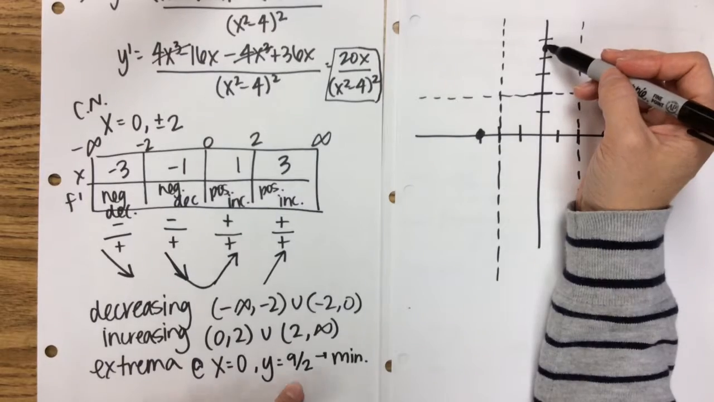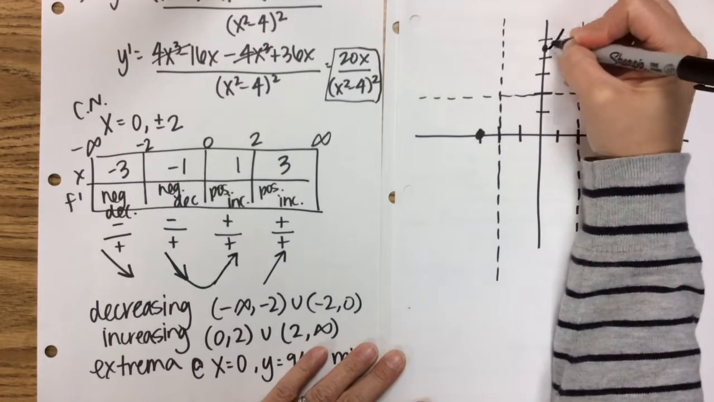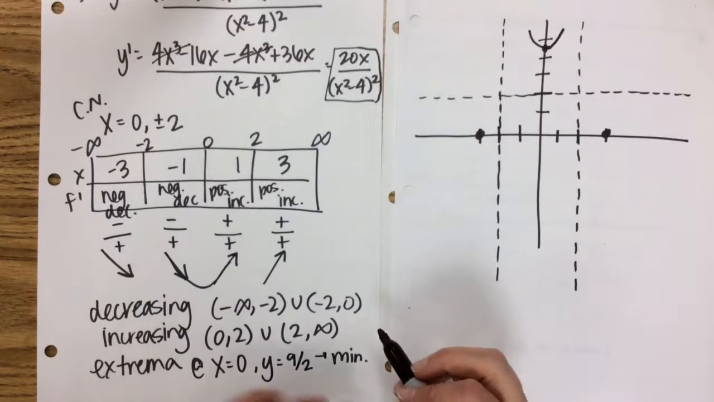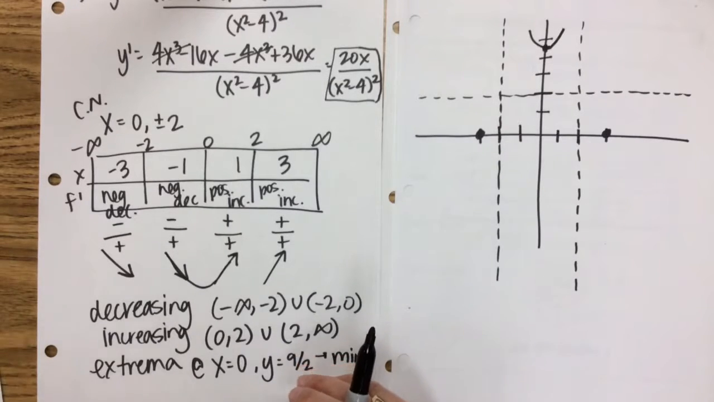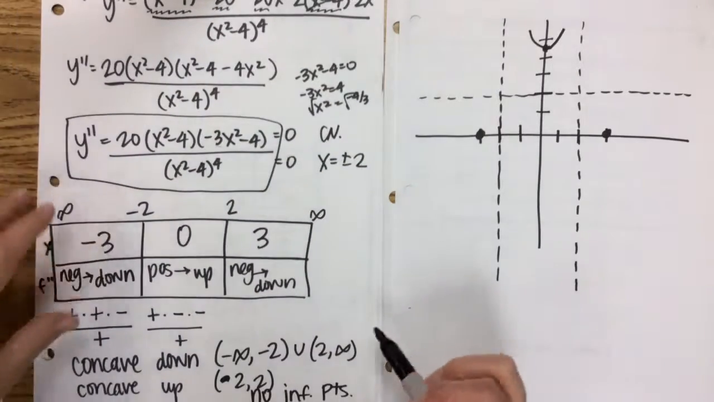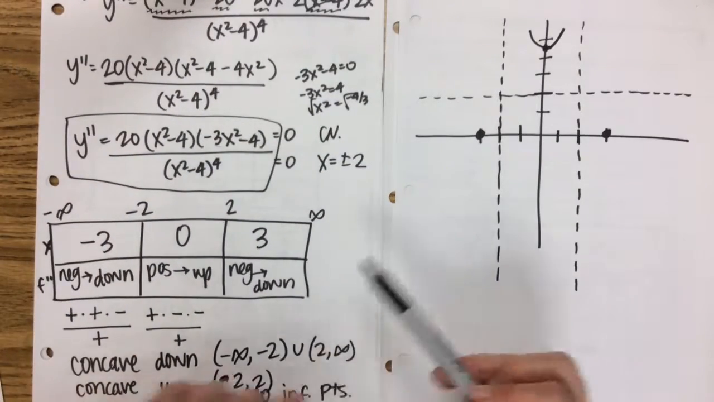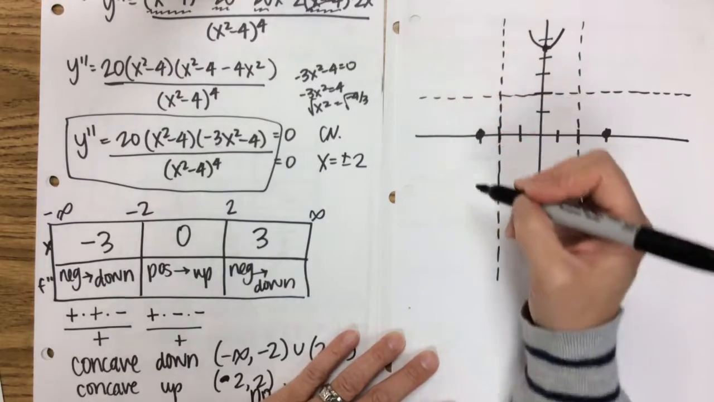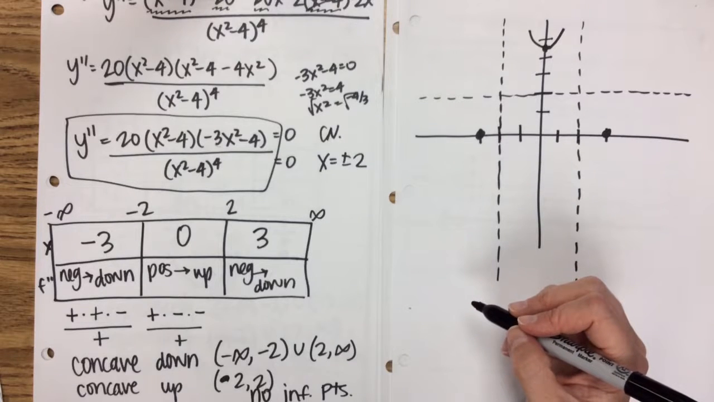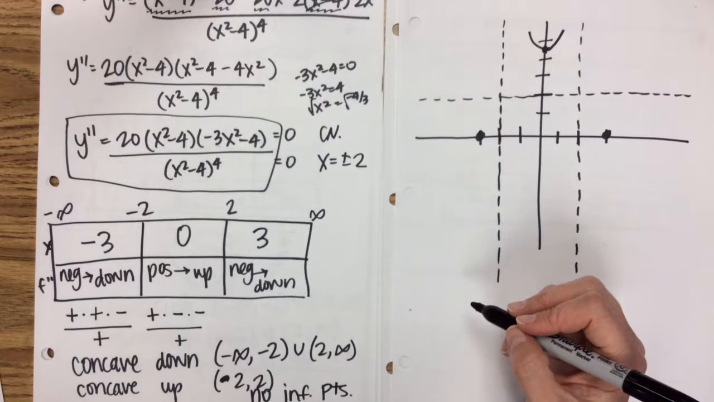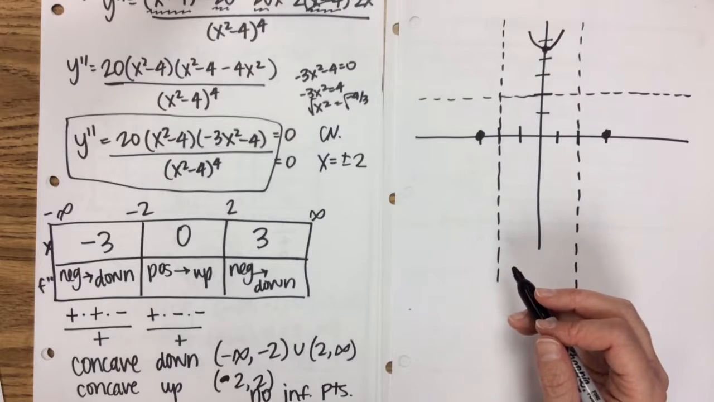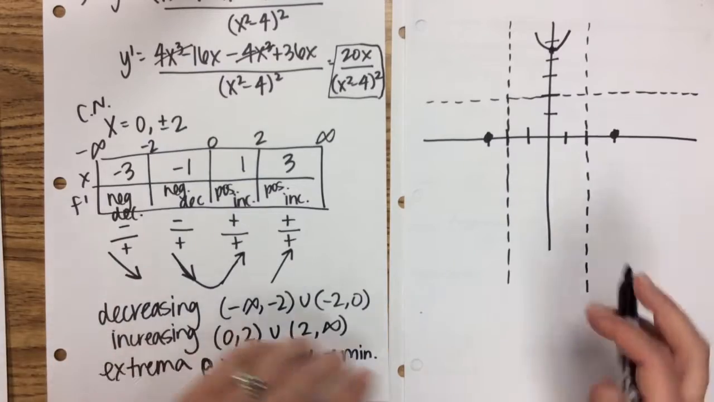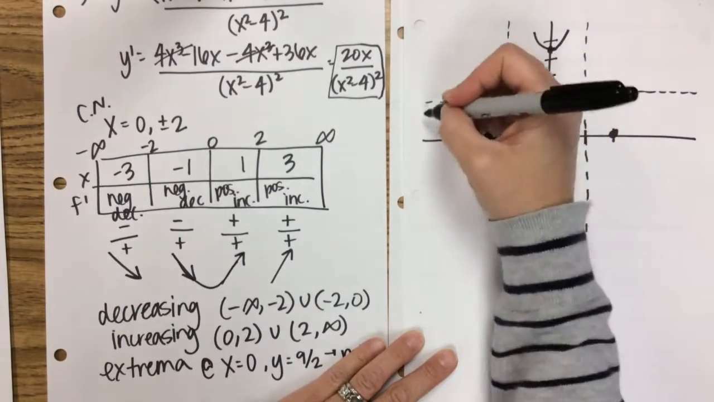Well, I already had that marked, and that's a minimum, so it just means my graph will kind of go up like that. All right. And I also had concavity. I had concave down from negative infinity to negative 2. So my graph here has to be concave down, and it also has to be decreasing. So going down and concave down.